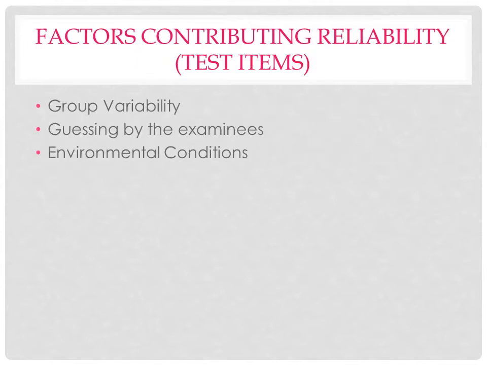Now let's see what the factors contributing to reliability are. Let's focus on the test items. We have group variability, guessing by the examinees, and environmental conditions. Now let's go through them one by one.